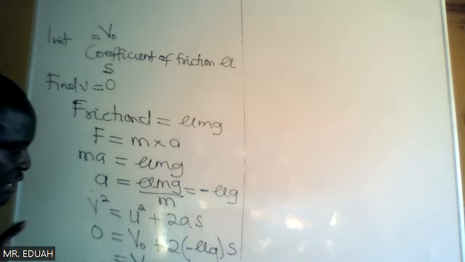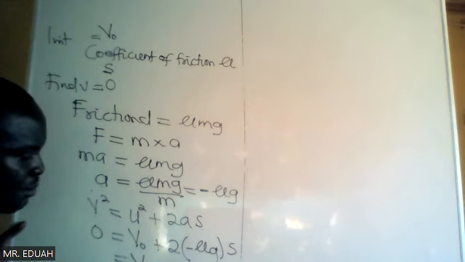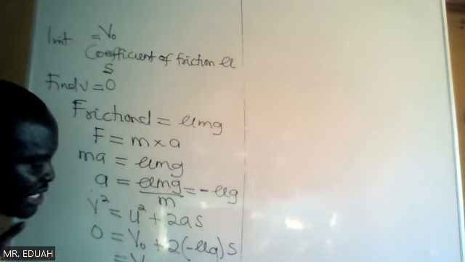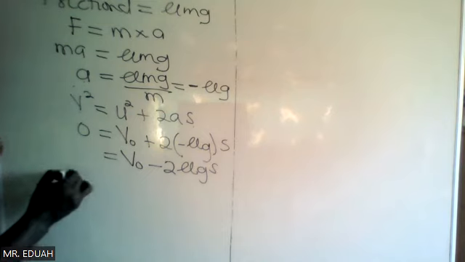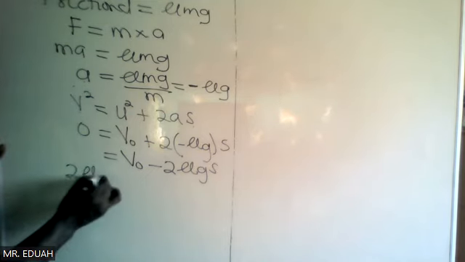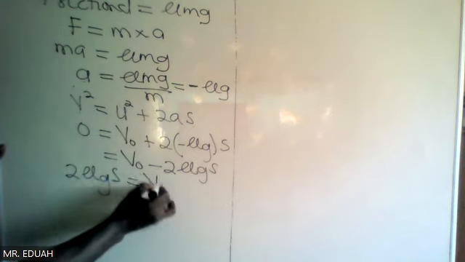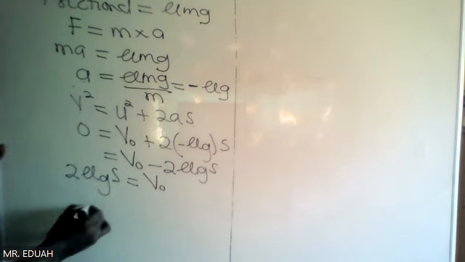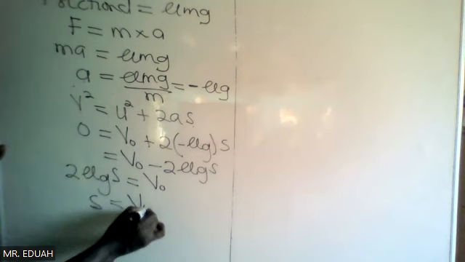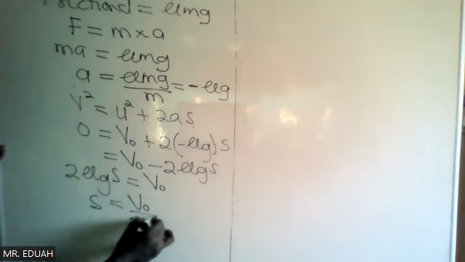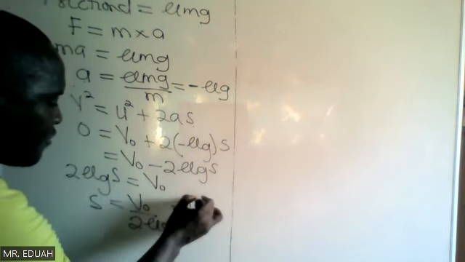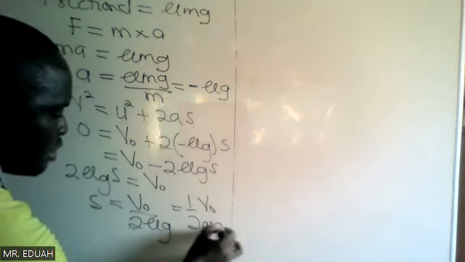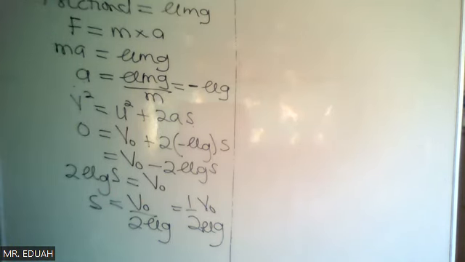So we have 0 equals v naught squared minus 2 mu g s. You are looking for s, so let's make s the subject. When you send this to the other side of the equation, you have 2 mu g s is equal to v naught squared. Therefore, s equals v naught squared over 2 mu g, or half of v naught squared over mu g, is the distance traveled.